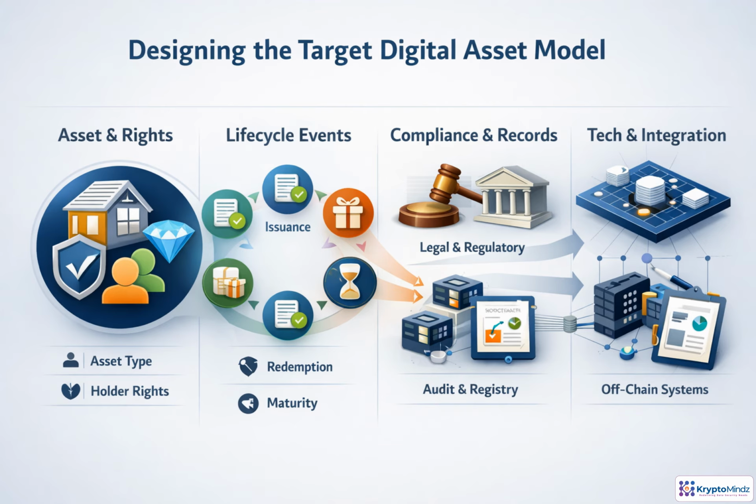The target digital asset model is the bridge between business design and technical architecture. Start by classifying the asset and the rights it represents. Then define who is eligible, what transfers are restricted, and which lifecycle events must be handled, from issuance through redemption or maturity. Next, identify the authoritative records, reconciliation process, reporting obligations, and off-chain dependencies. Only after that should you choose token standards and decompose smart contracts, because the model should drive the implementation.